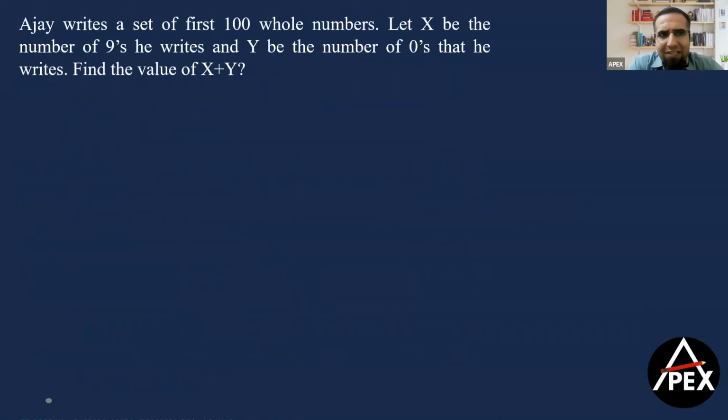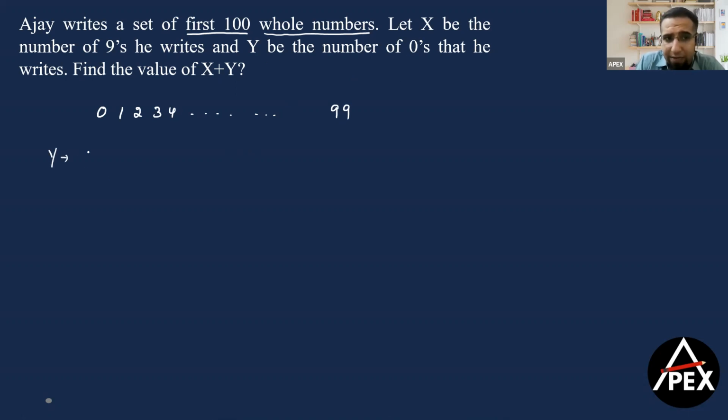This question says Ajay writes a set of first 100 whole numbers. When I say first 100 whole numbers, let's pause for a minute. My whole numbers are also called non-negative integers, and non-negative integers start from 0. So I write 0, 1, 2, 3, 4, and so on, till 99 is what I write. Now let x be the number of nines that he writes and y be the number of zeros that he writes. Let's quickly calculate the value of y.